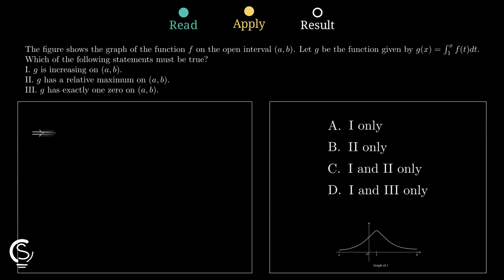Since the graph shows f of x is positive on the interval, g prime is always positive there, which means g is increasing everywhere, and statement I must be true.